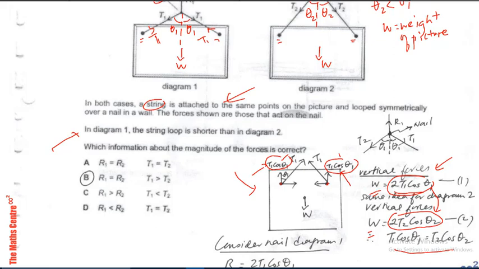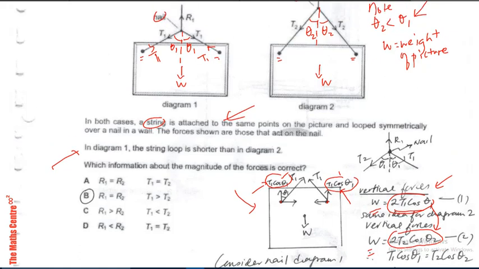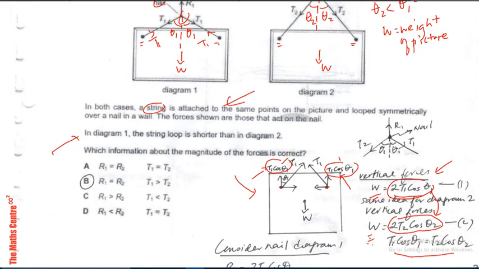Let's leave it there. Then we'll go on to the nail in diagram 1. Let's consider the nail in diagram 1. Let's look at the free body diagram, the forces acting on the nail. That's what you see here. A slight mistake here: this is not 2, this is 1. This is for the nail in diagram 1.